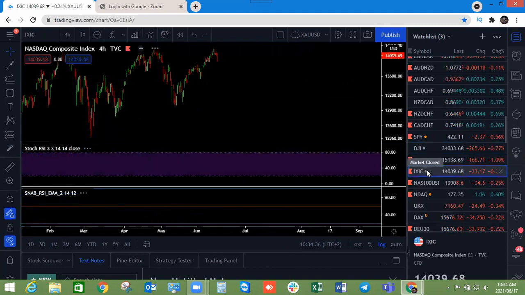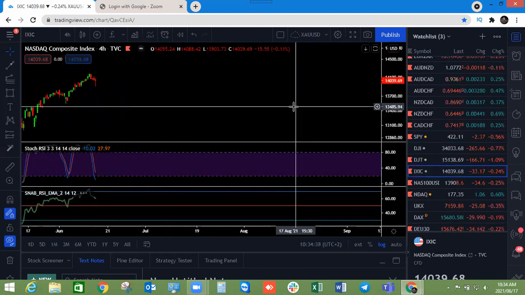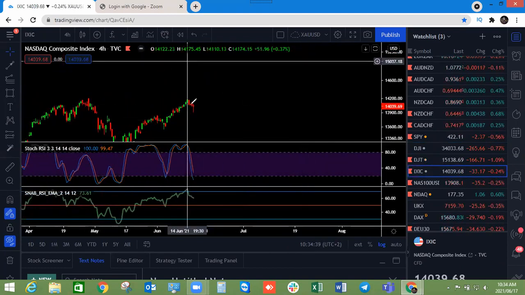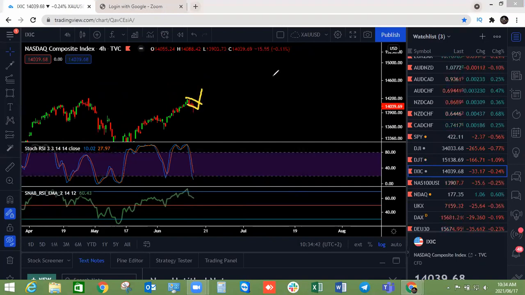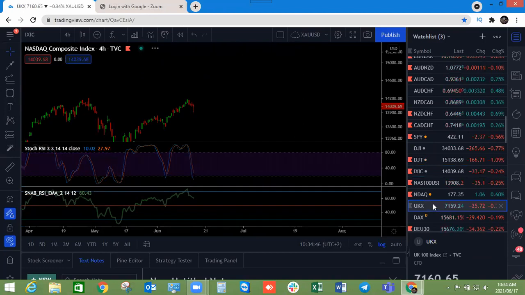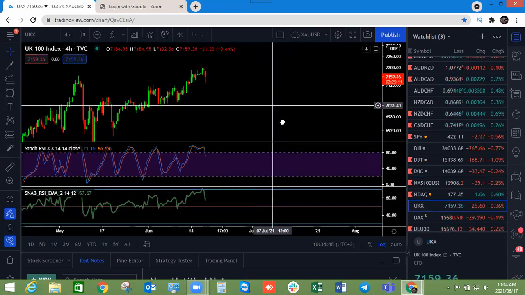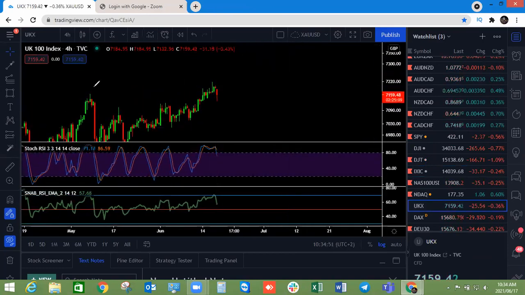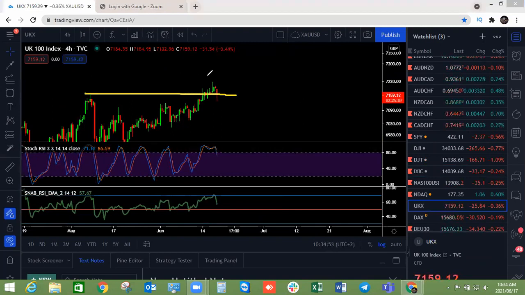Nasdaq, continuation to the upside. This is just a continuation pattern for more upside. UK 100. So we have tagged the top, we are reversing. We've just tagged it, and we're coming back down here. Let's see if we're going to get confirmation for downside.